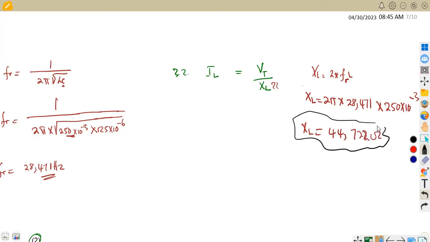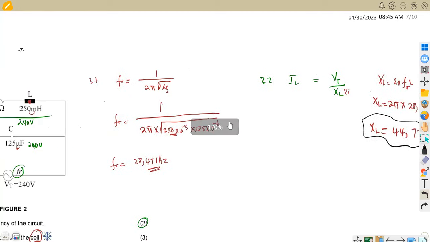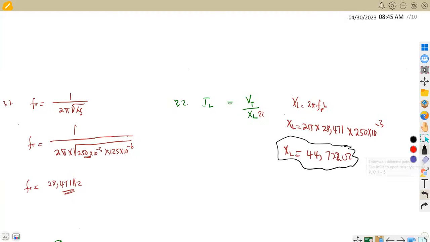So XL was what was limiting us from calculating the current across the inductor. We can now calculate this from the total voltage of the circuit, 240 volts. We substitute into our formula for the current across the coil, the inductor: the voltage of 240 volts divided by the inductive reactance of 44.722. If you use your calculator properly, this is going to give us 5.36648.